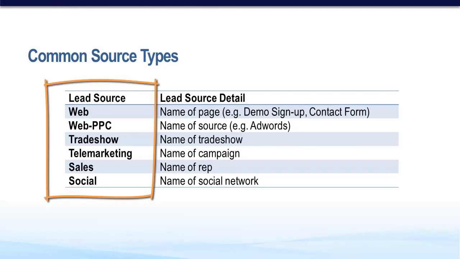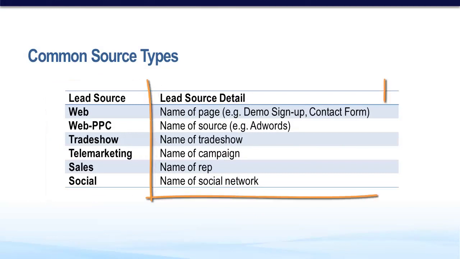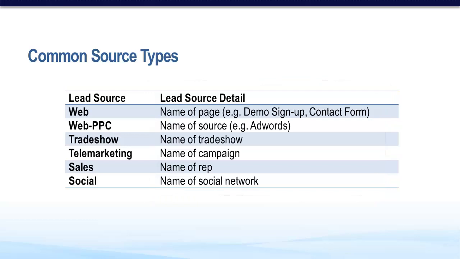In Marketo, the identification of the source channel is done with two fields. The first one is lead source, which is the overall lead source, and the second field is the lead source detail. The lead source detail holds extra information to refine what the lead source is really.